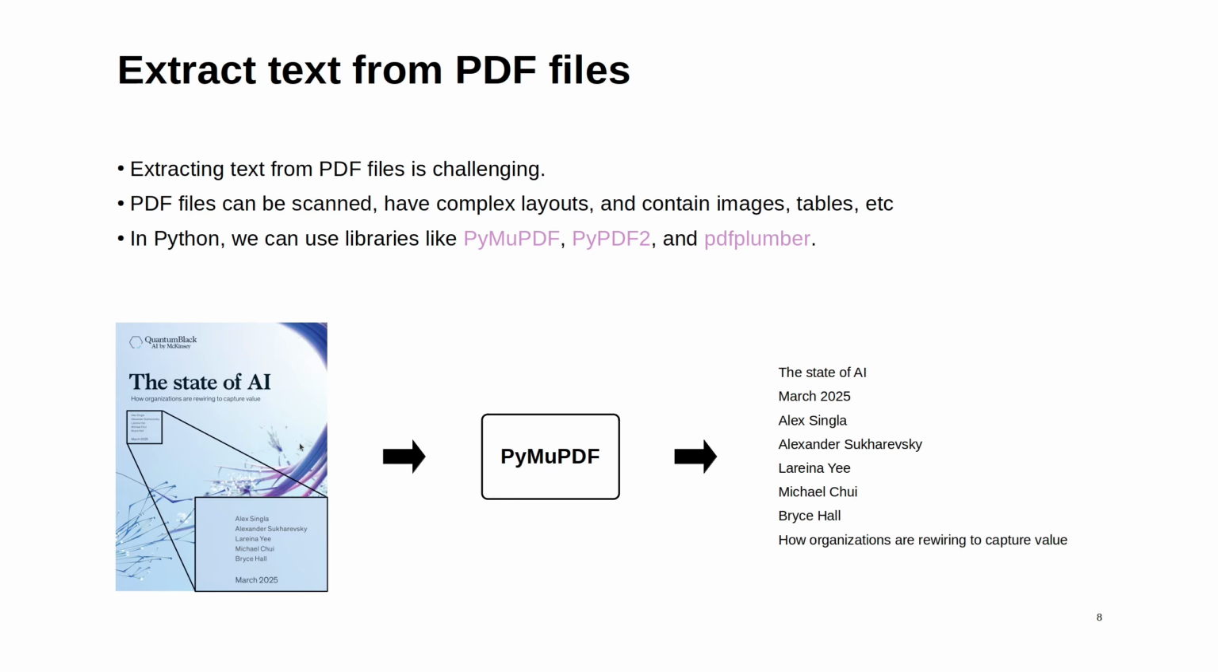The rest was extracted by PyMuPDF, but the order is wrong. For example, if we look at March 2025, here it appears in the end of this page, but in the output it appears after the title, which is wrong.